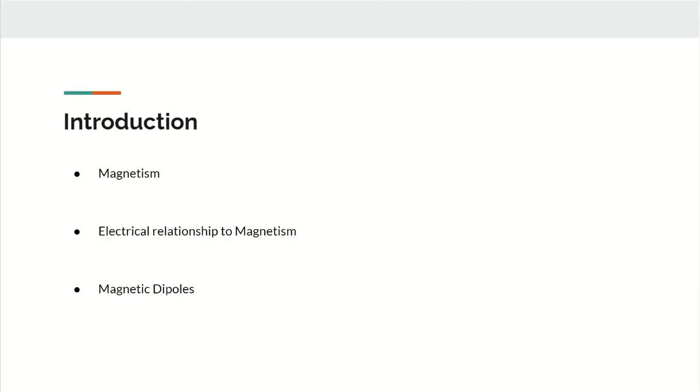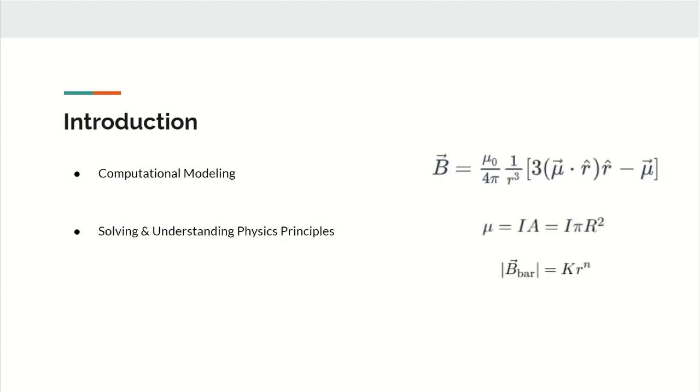So to introduce, the main purpose of this lab is to detail the interaction between magnetic objects. That's why I have magnetism, as well as assessing magnetic dipoles at different distances, and predicting using GlowScript the effect that distance has on the strength of a magnetic field. Following that, we're also going to be looking at how to computationally model all of these principles. Likewise, it's going to help us solve and understand these physics principles.